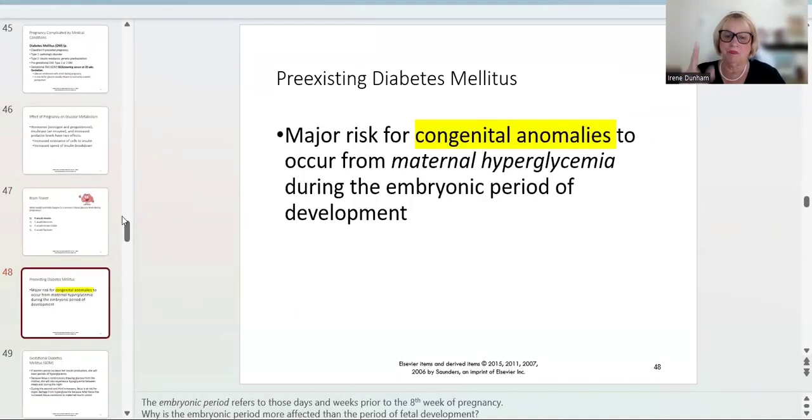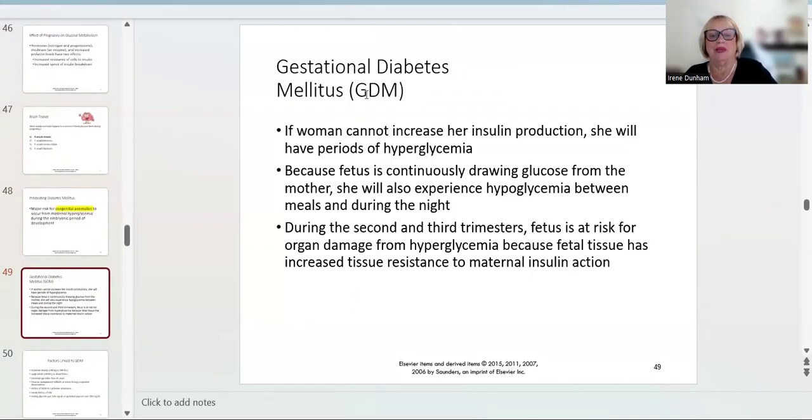Now, a type 1 diabetic comes in. Her major risk for congenital anomalies is high because of maternal hyperglycemia during the embryonic period of development. So we see a lot of congenital anomalies for our type 1 diabetics, especially if they're not in control of their blood sugars, especially during the embryonic period, because that's when everything is developing, and everything needs to be in sync.